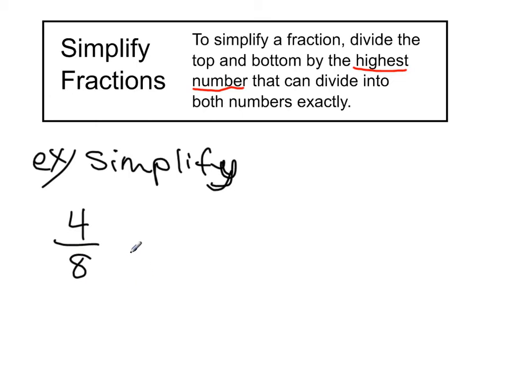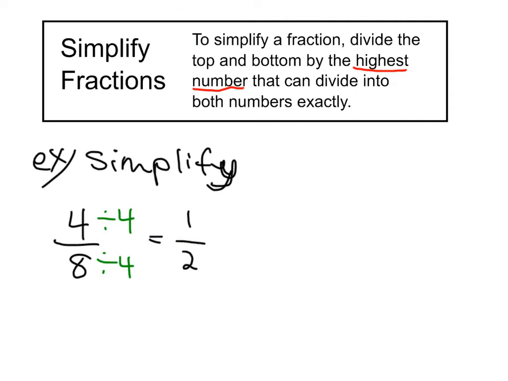Now, maybe you see it, maybe you don't. You say, hey, 4 can go into top and bottom, and you divide 4 into both the top and bottom, because what we'll do to the top of the fraction we'll do to the bottom, or vice versa, same deal. And 4 divided by 4 is 1, 8 divided by 4 is 2.